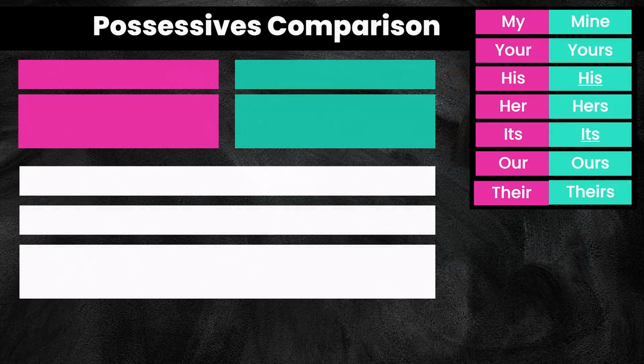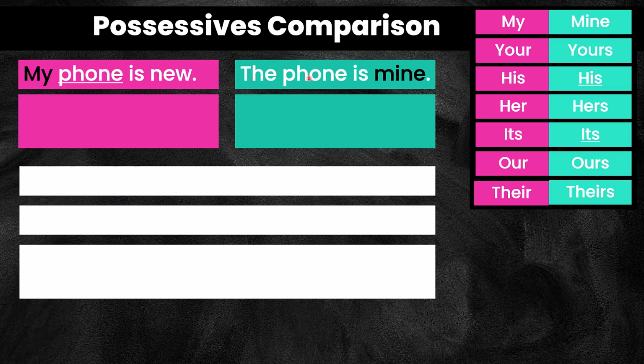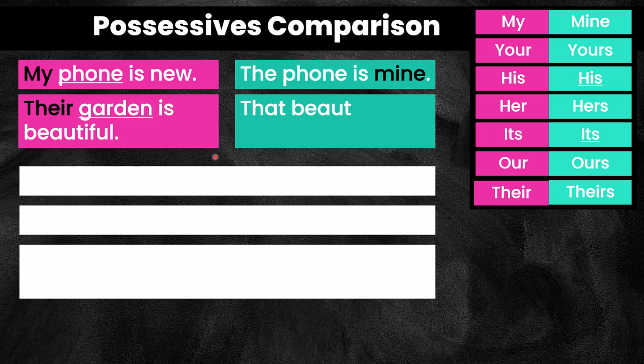Now let's compare these possessives. My phone is new. Here we have the possessive adjective my before the noun phone. The phone is mine. Again, the possessive pronoun does not come before a noun. It stands alone. Mine phone is new would be incorrect, and the phone is my would also be incorrect. Another example, their garden is beautiful. That beautiful garden is theirs.